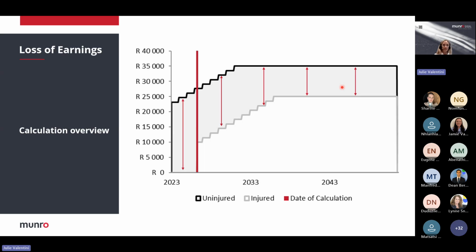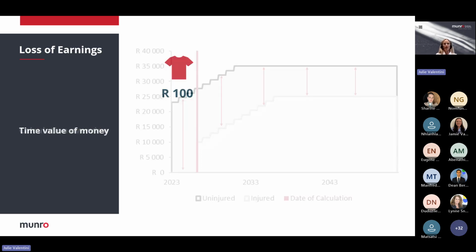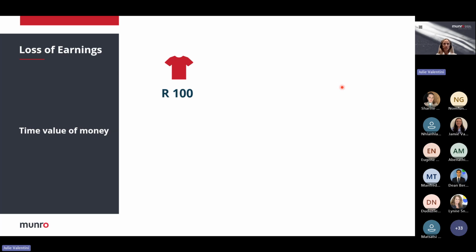There's two main reasons. The first is what we refer to as the time value of money, and the second is the probability of survival. So let's first look at the time value of money, and I'm going to give you a little analogy or metaphor that hopefully explains what the time value of money means.